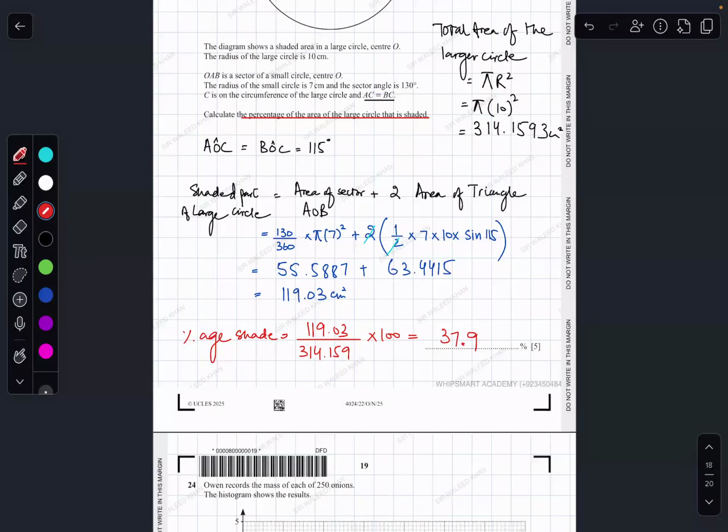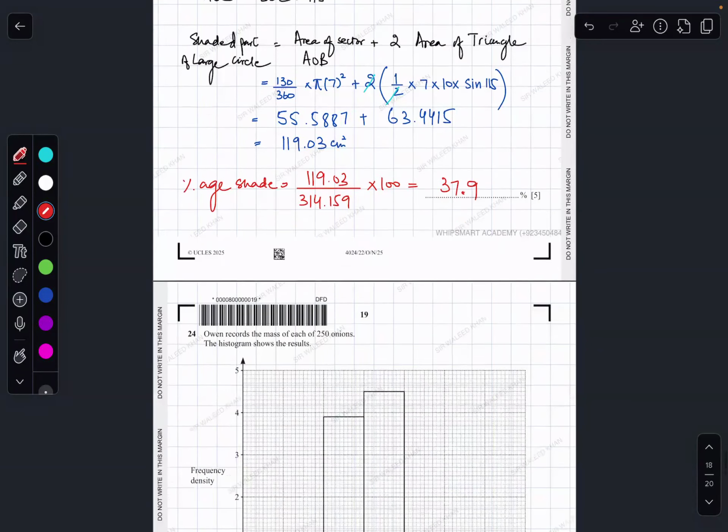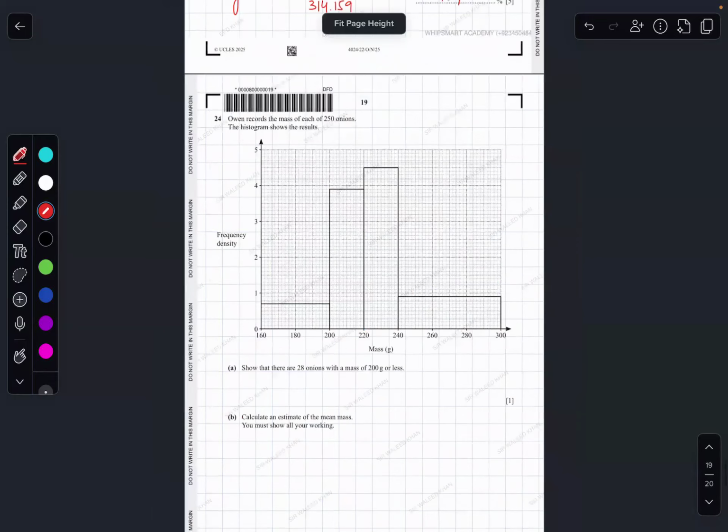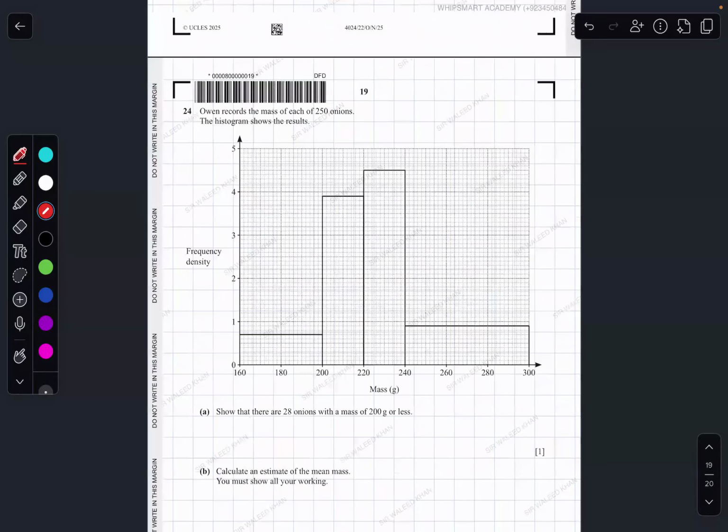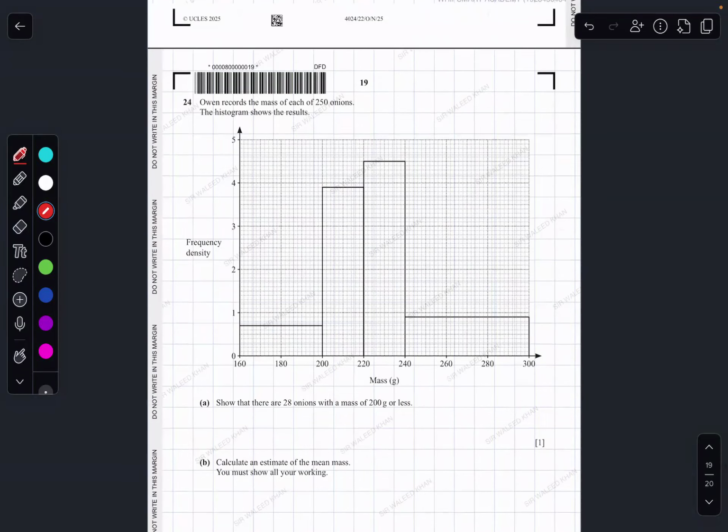Okay. This brings us to the last question, question number 24. And they are saying Owen records the mass of each of 250 onions. Show that there are 28 onions with the mass of 200 grams or less.